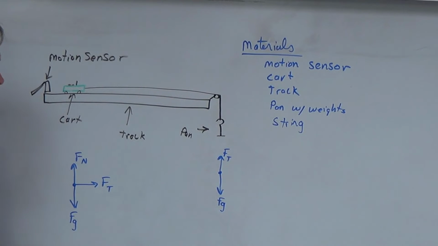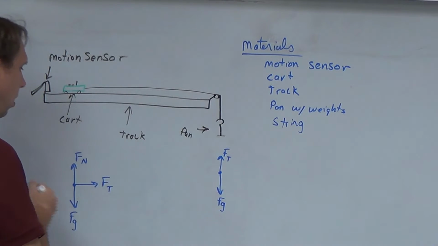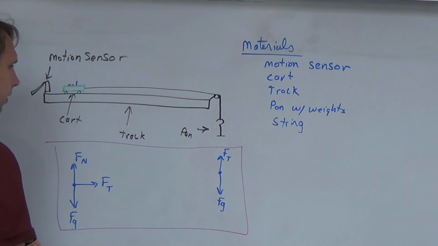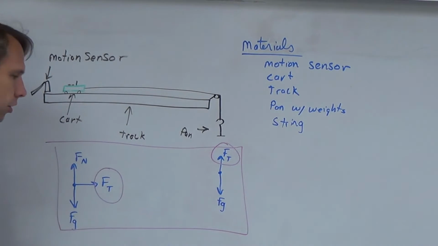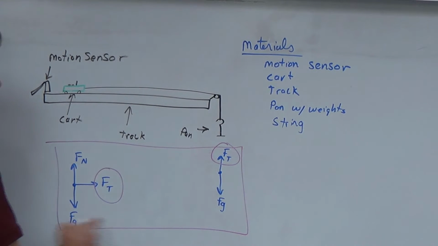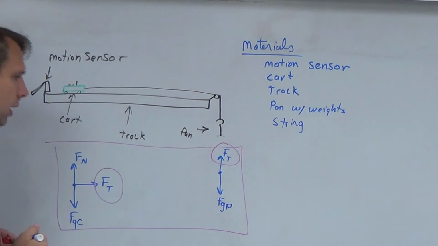If we consider the cart, the pan, and the string connecting them all one system, so now all of this is in my system, then the force of tension becomes an internal force. And we don't have to worry about it. The force of gravity, well, we have two forces of gravity. Are they the same here? No, this is the force of gravity of the cart, this is the force of gravity of the pan, and we should keep those separate. They're not the same number.